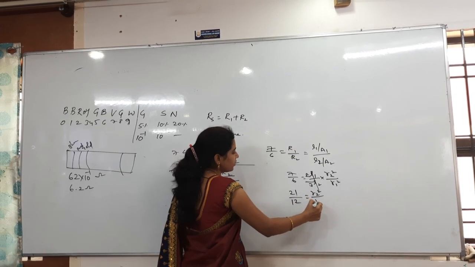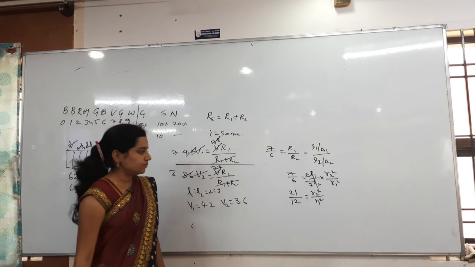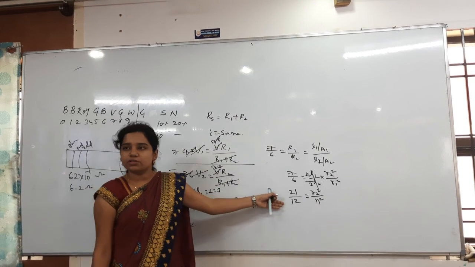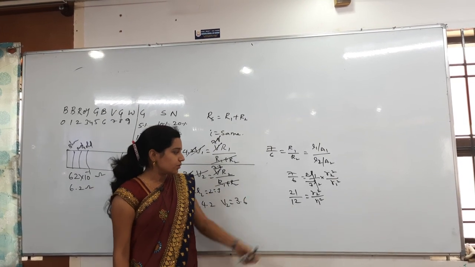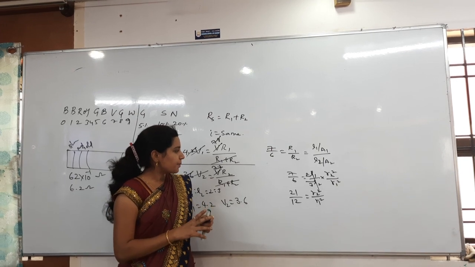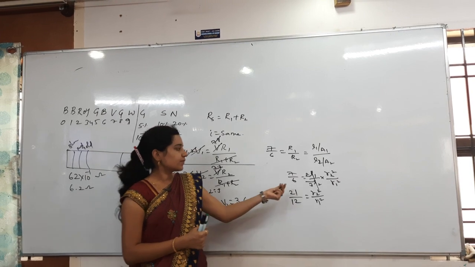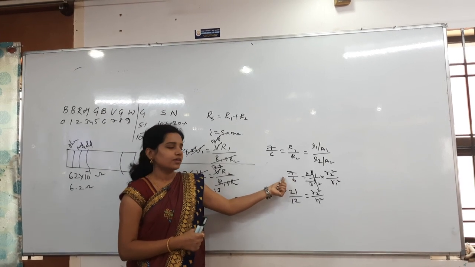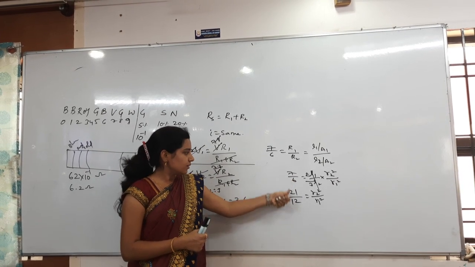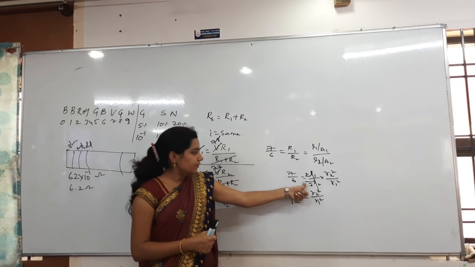Is this ratio correct or wrong? No. So it will be root. So root 21 by root 12, 7 by 4. It will go like this, no?